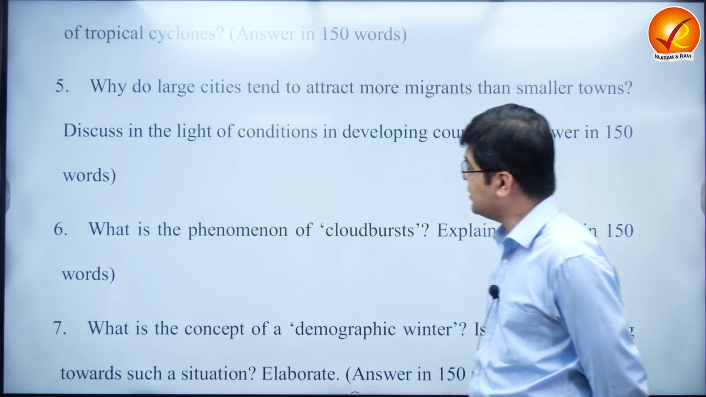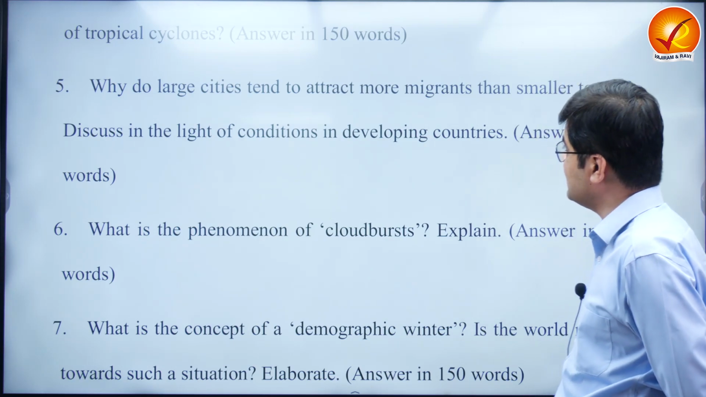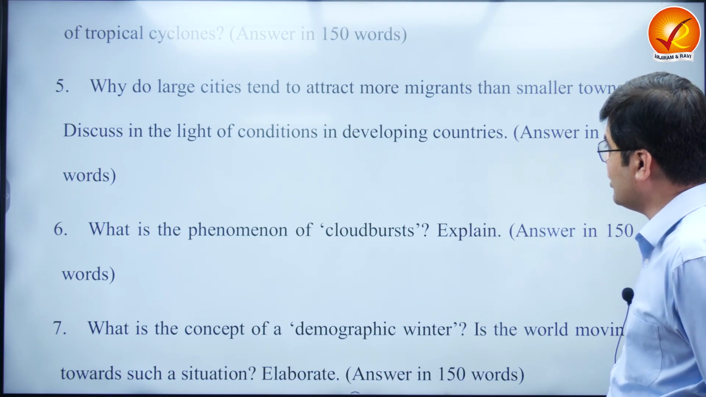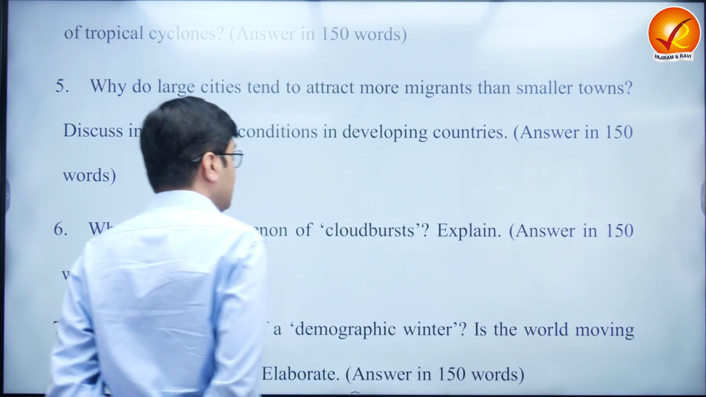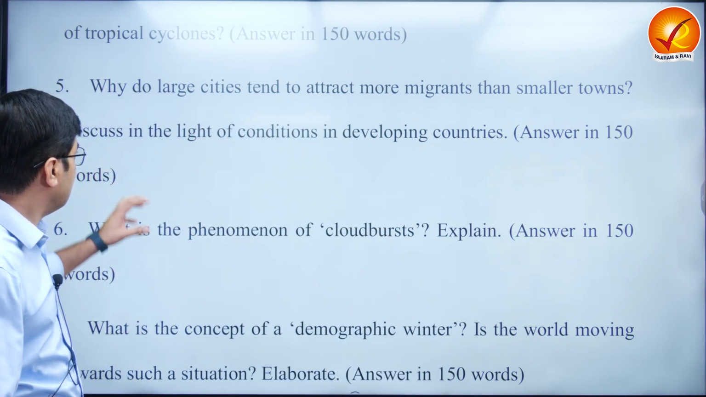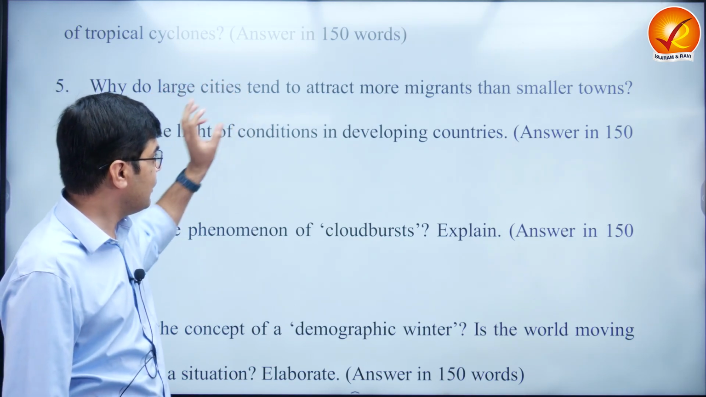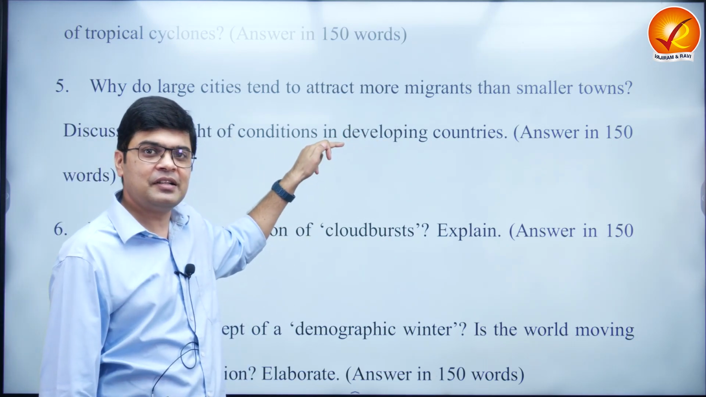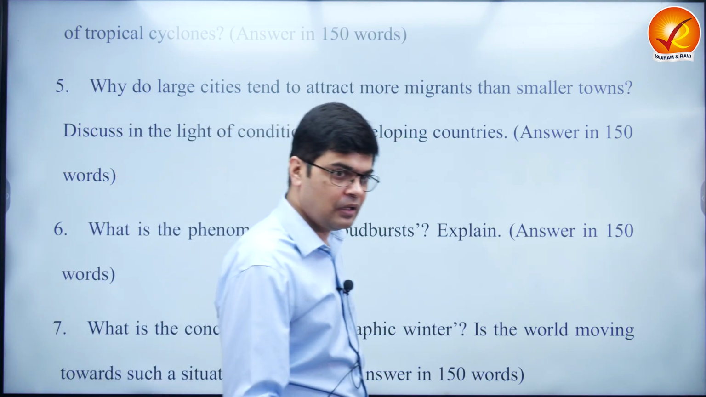So one of the questions, question number 5, is: why do large cities tend to attract more migrants than smaller towns? Discuss in the light of conditions in developing countries. Now, it's a 10-marker question. That means you need somewhere around 120-150 words. There are 2-3 keywords here: large cities, smaller towns, and developing countries. Especially, the examiner has asked not about the developed ones, but the developing countries.